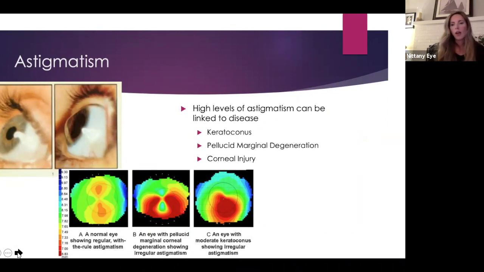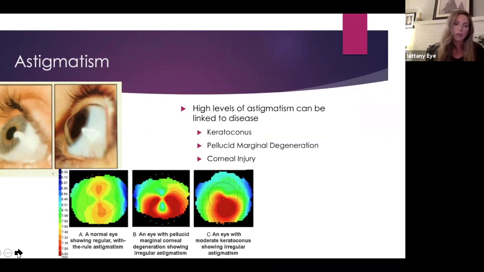If we see that you're having high amounts of astigmatism or that it's changing from year to year drastically, we do kind of like to screen you for certain conditions such as keratoconus. So keratoconus is when the surface of the cornea bulges out into the shape of a cone. That's due to thinning in the cornea. So it's actually an issue with your cornea.